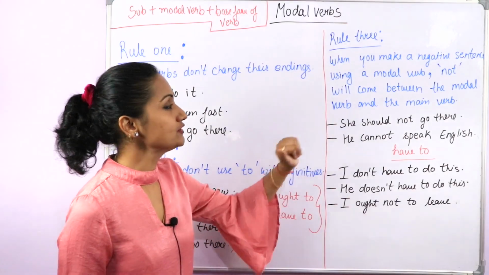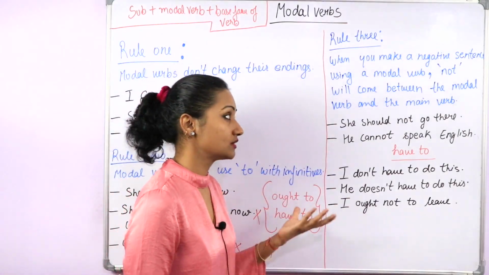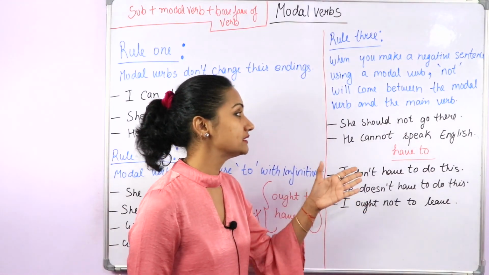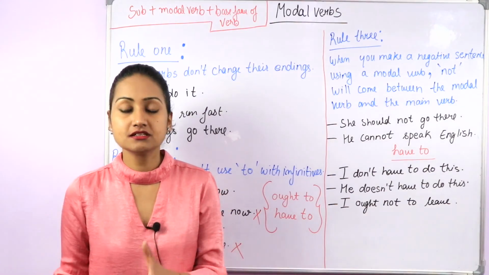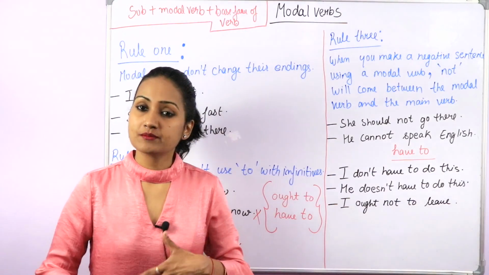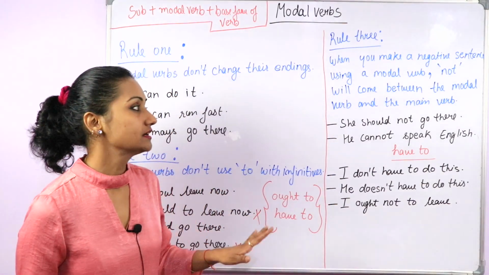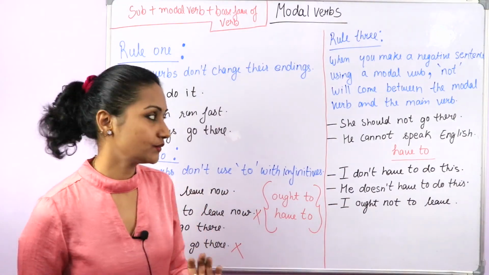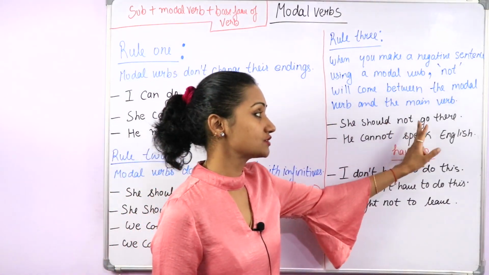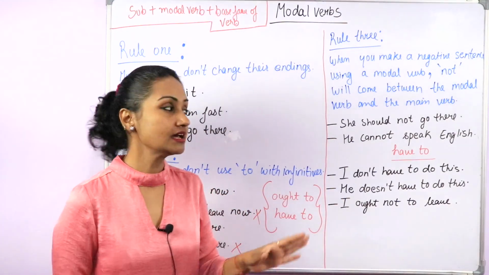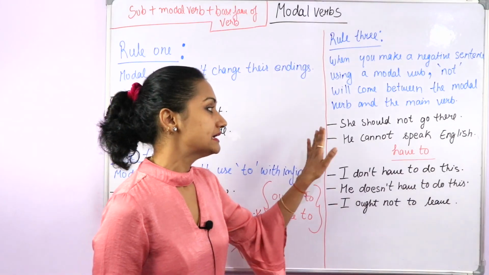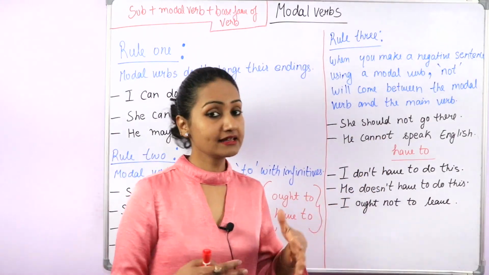Next is when you make a negative sentence using a modal verb. Not will come between the modal verb and the main verb. Don't use isn't, aren't, am not, anything like that. Just use not. Okay? She should not go there. She should go there, a positive sentence. A negative sentence, she should not go there. He cannot speak English. He can speak English.